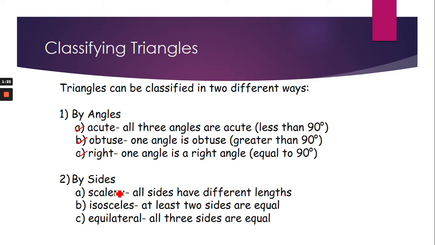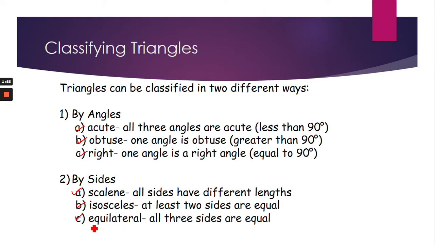Another classification of a triangle is according to the measure of the sides. We also have three kinds of triangles according to the measure of the sides. We have scalene. A scalene triangle is when all of the sides are different. The measures of all the sides are different. An isosceles triangle is when two sides of the triangle are the same, or equal. We call it an isosceles triangle.